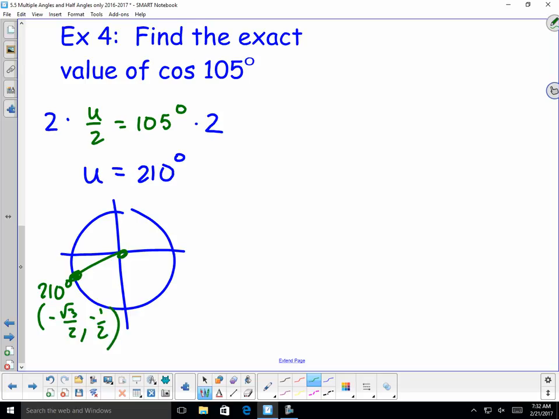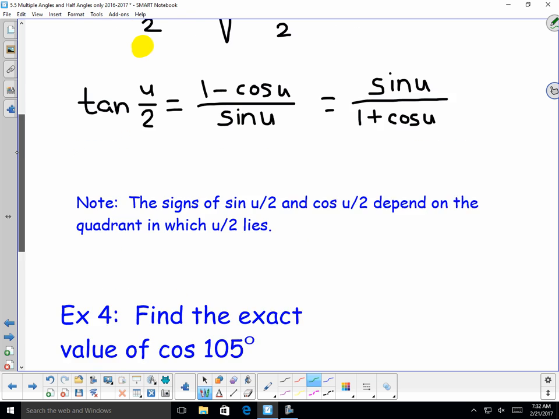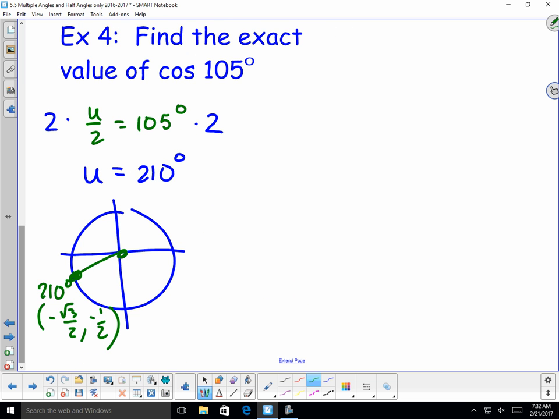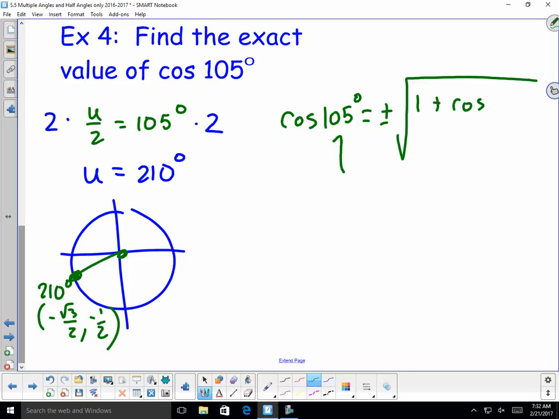So let's use our formula for cosine of u over 2. All right, that's the one with the plus. So we want cosine of 105 degrees is equal to plus or minus the square root of 1 plus cosine of u. Remember, this is u over 2, so our u is going to be the 210 degrees over 2. All right, and should it be positive or negative?